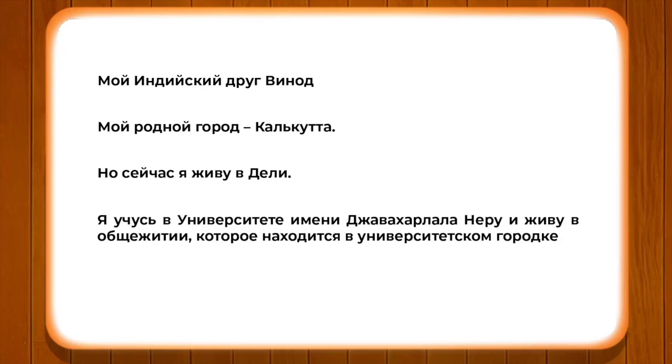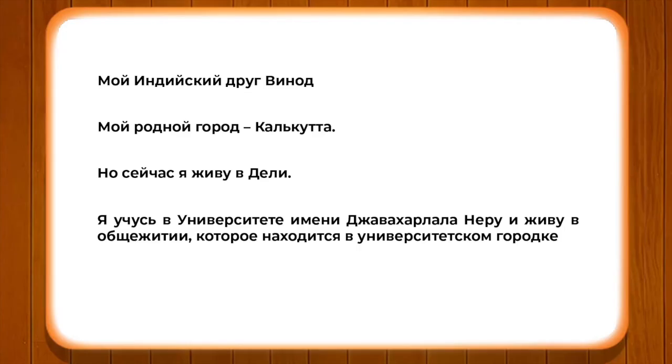Я учусь в университете имени Jawaharlal Nehru. Я учусь. So учиться has been conjugated in the form of я учусь. Где? В университете. In the university имени, named after Jawaharlal Nehru. И живу в общежитии and live in a hostel. В общежитии. So общежитие after the usage of предлог в changes into общежитии, которое находится в университетском городке.